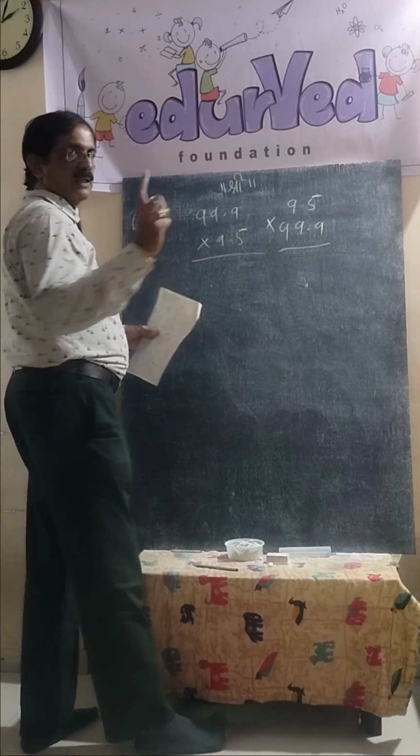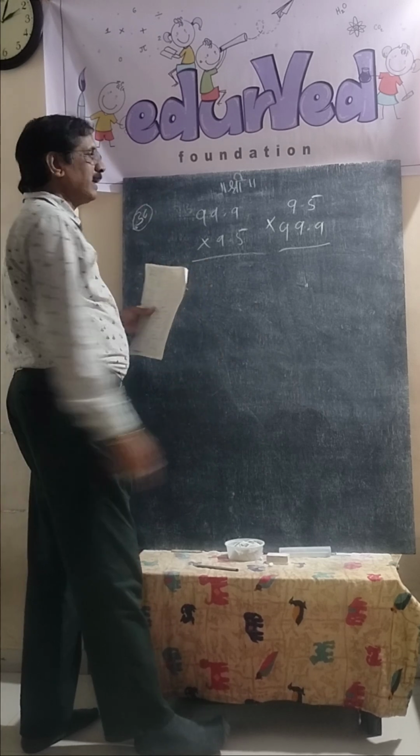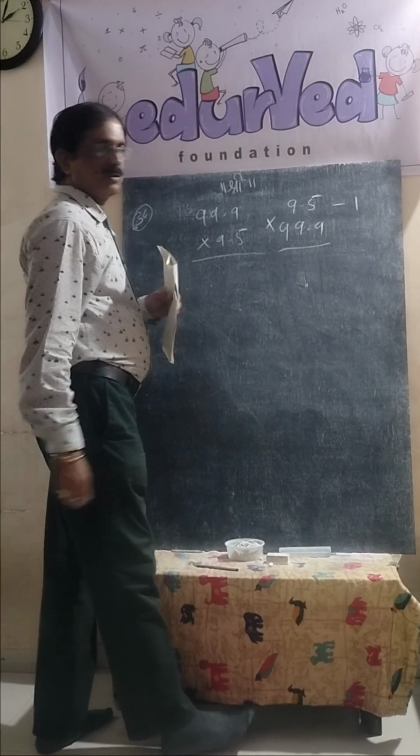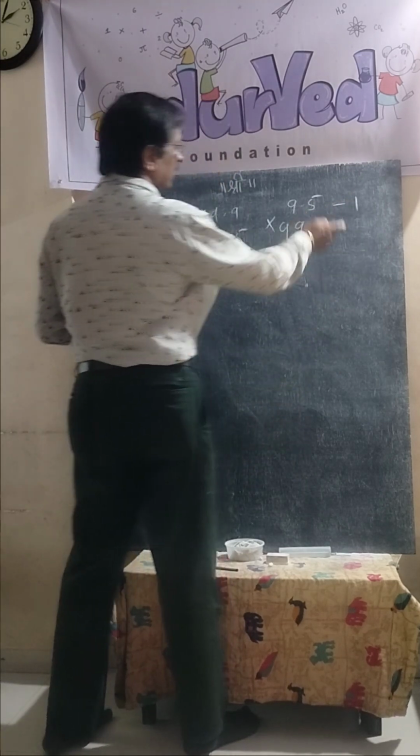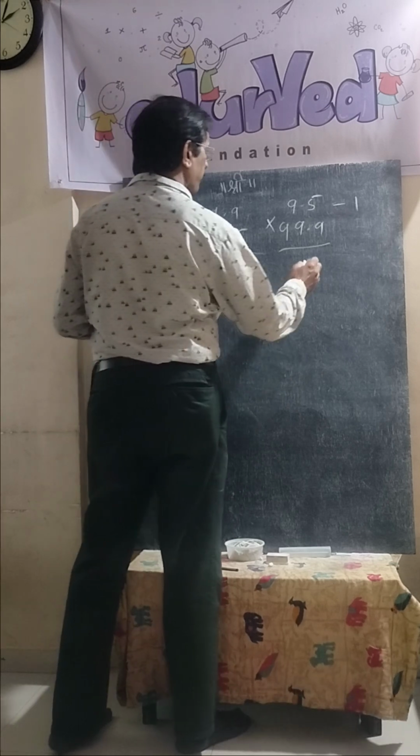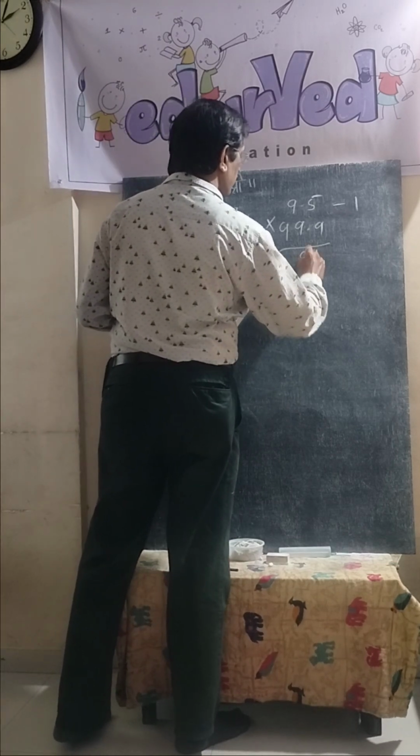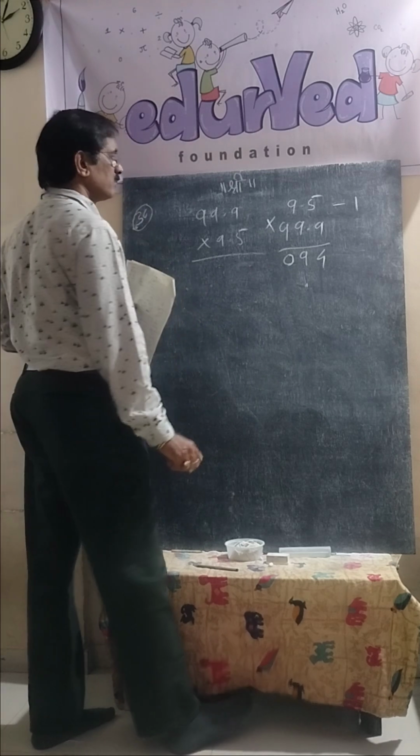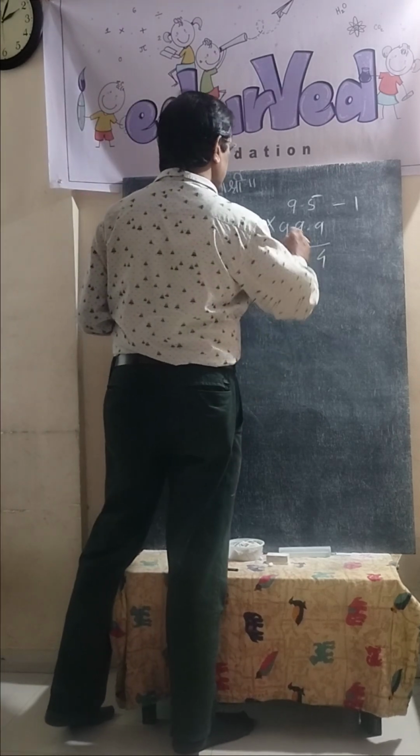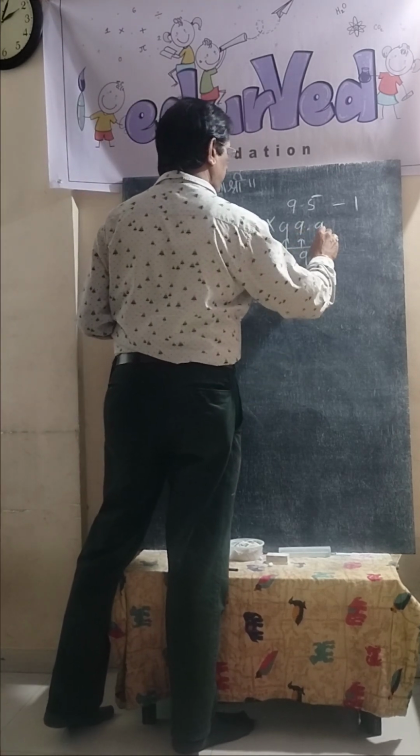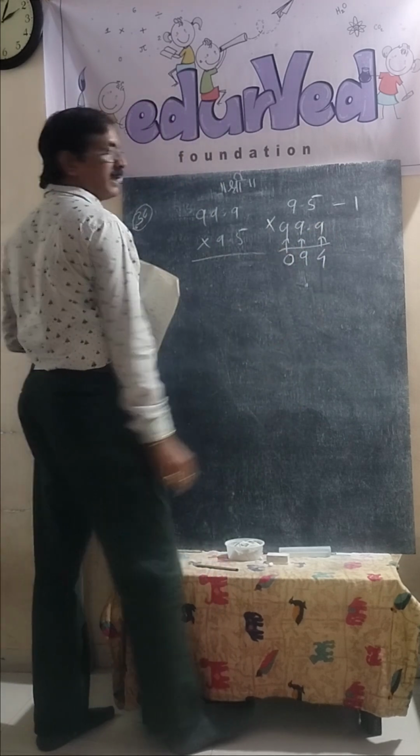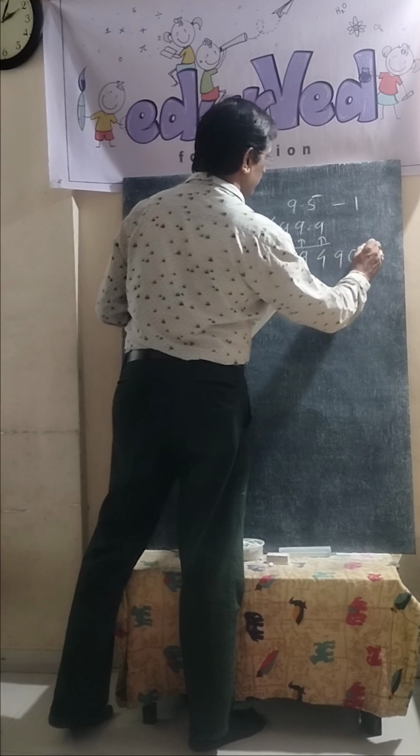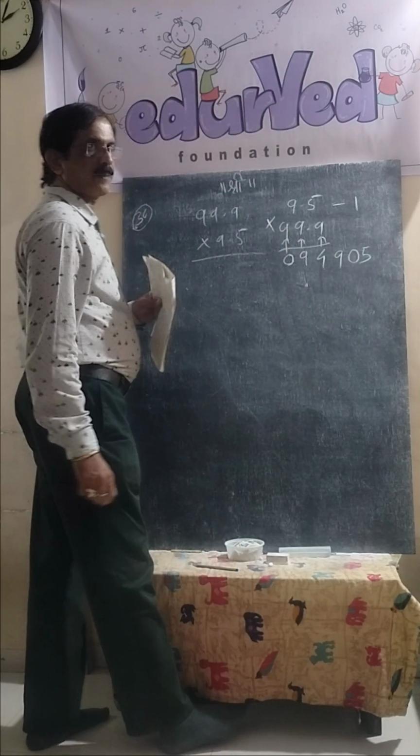The first trick, multiplication of any number by 999. So the first step is you write minus 1. So 95 minus 1 will be 94. 094. Next step is 9 minus 0 is 9. 9 minus 9 is 0. 9 minus 4 is 5.